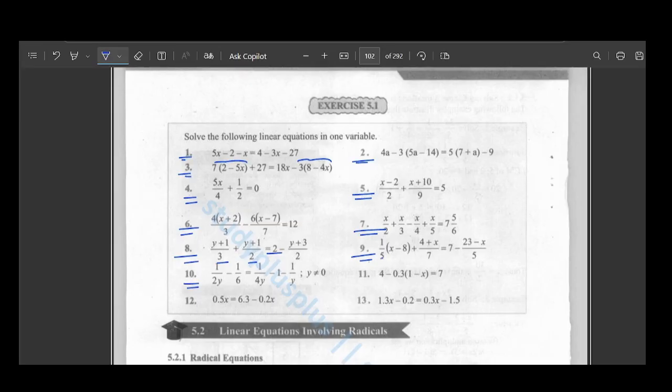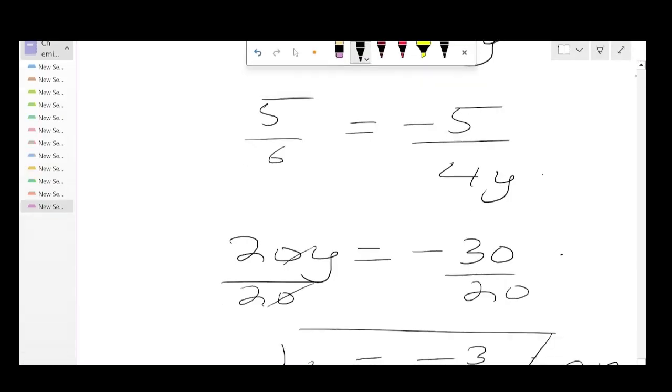Now let's move on to question number 11. Question number 11 states 4 minus 0.3 bracket 1 minus x. This is equal to 7. So how can we solve this? So negative 0.3 will be multiplied with the first, then the second term, and then we will arrange the values. So let's solve this expression.